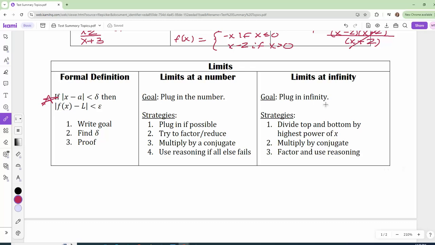Look at this one. I've got a few conditions. If you have a limit at infinity, you need to be able to divide and multiply by the current class. Sometimes we had to multiply by a conjugate first.